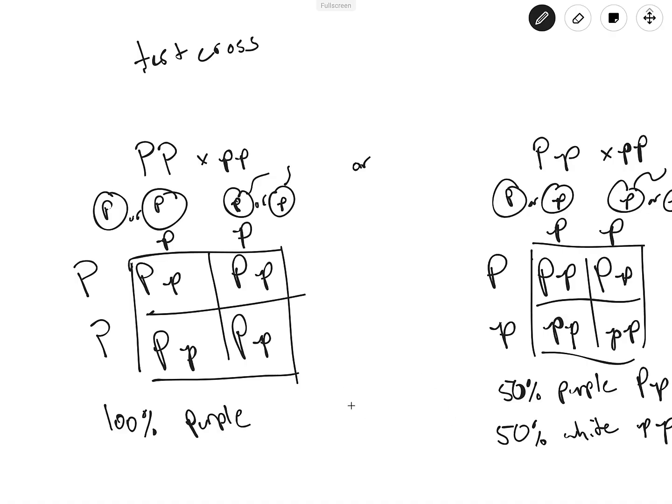So what you would do is observe the offspring of this cross, and if you saw any white flowers, and it should be about half, you would have to conclude that your parent was big P, little p. And if you saw no white flowers, you would conclude that your parent was big P, big P.